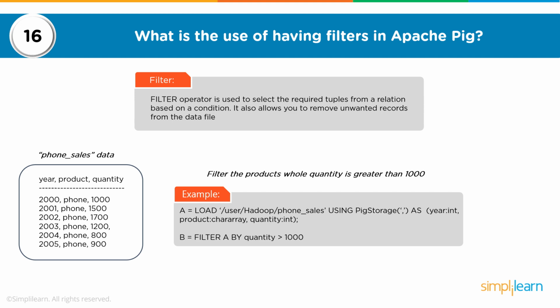I would load my file using PigStorage. As I explained earlier, PigStorage is an internal parameter which can be used to specify the delimiters. Now here my delimiter is comma. So I could say using PigStorage as, and then I could specify the data type for each field. So year being integer, product being chararray, and quantity being integer. Then B, I could say filter A, whatever we have in A, by quantity greater than 1000. So it's very concise, it's very simple, and it allows us to extract and process data in a simpler way.